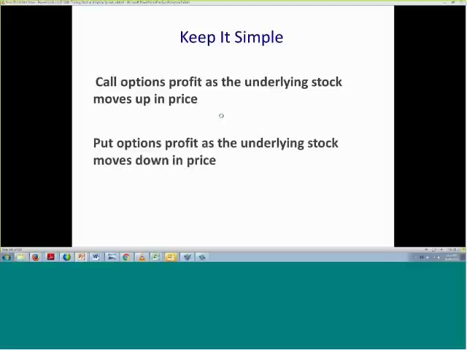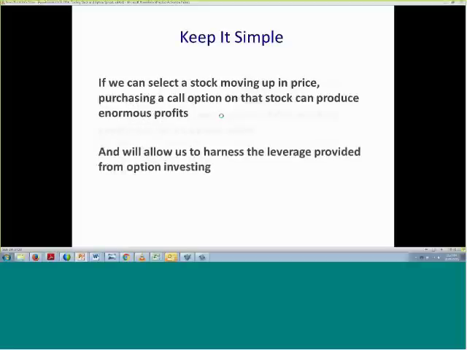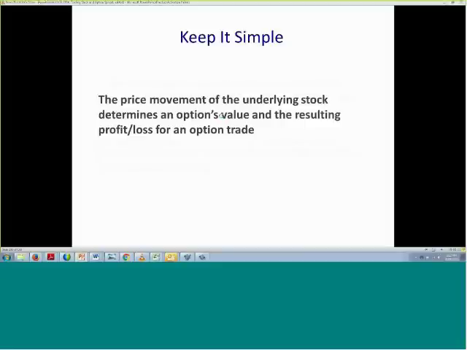So call options profit as the underlying stock moves up in price, put options profit as the underlying stock moves down in price. And it's really the price movement of the underlying stock that determines the option's value and the resulting profit or loss for an option trade. So when we trade options, if we're buying a call option, we're just looking to buy a call option on a stock that's moving up in price. And if we're buying a put option, we're just looking to buy a put option on a stock that's moving down in price.